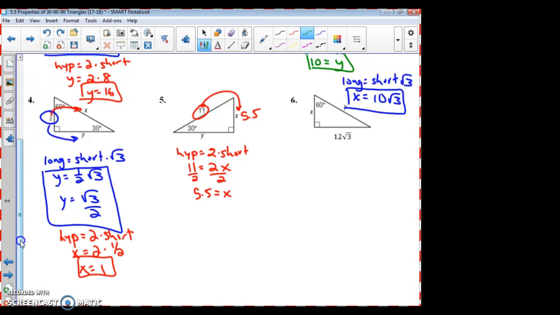We can now use that short side to find the long side. So the long is the short side times the square root of 3. And so y equals 5.5 times the square root of 3. You can leave it like that. Some people will recognize that 5.5 is 11 halves, so they would write that as 11 square roots of 3 over 2.